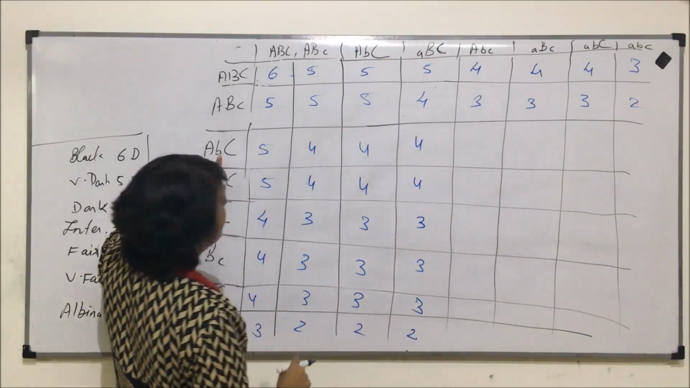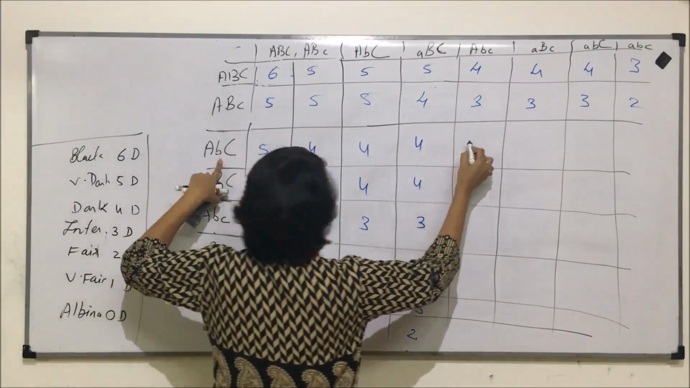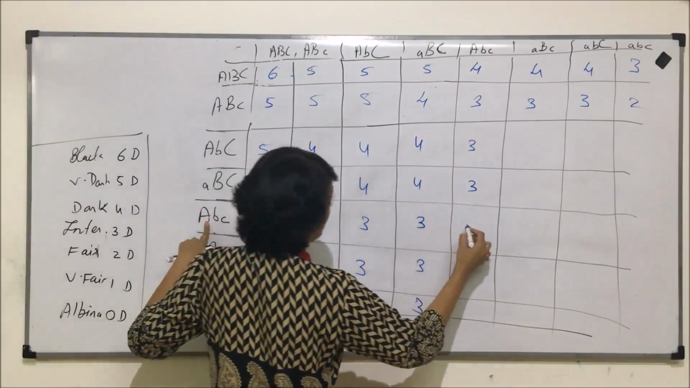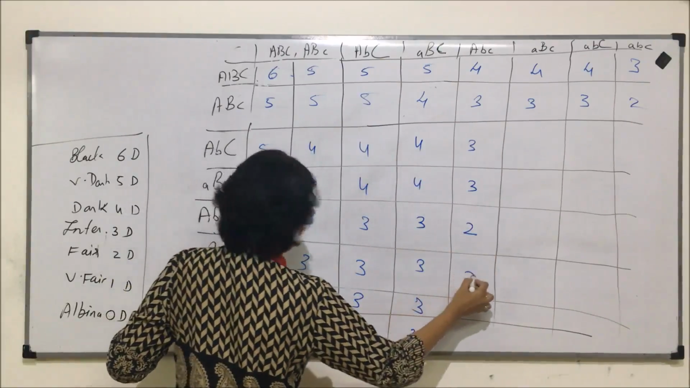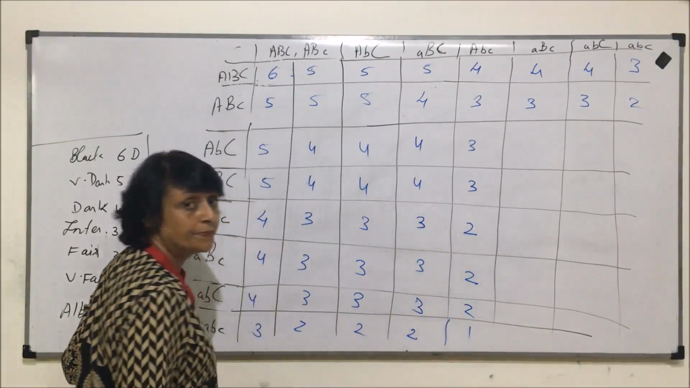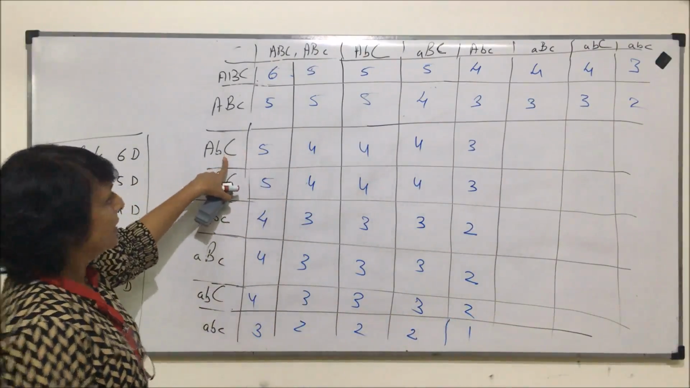Here only 1 dominant. So here 2, 2 and 1, 3. This is 1 and 2 from here, 3. This is 1 and 1, 2. This is 1 and 1, 2. And here only 1.